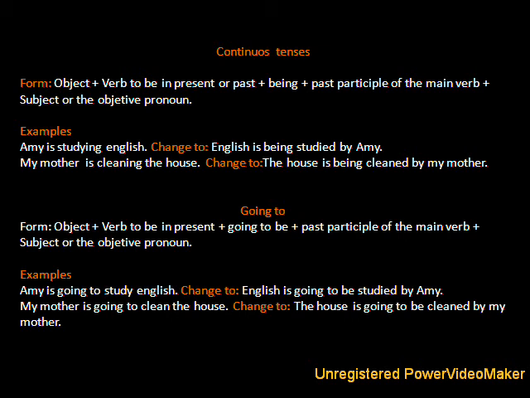Now, if we want to say going to, the principal form is object plus verb to be in present plus going to be plus past participle of the main verb and the subject or the objective pronoun. So we will say, Amy is going to study English. That will change to English is going to be studied by Amy. Another one: my mother is going to clean the house. That changes to the house is going to be cleaned by my mother.